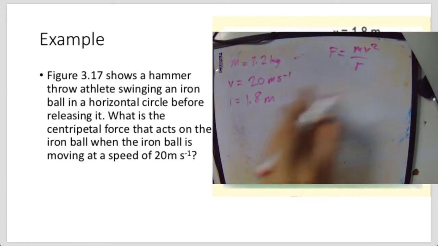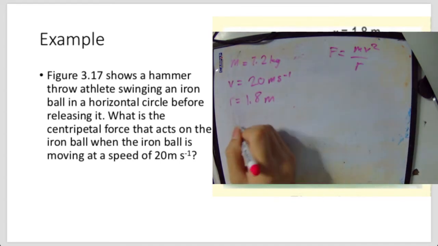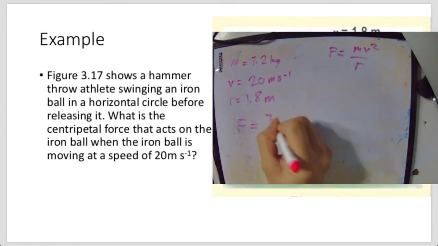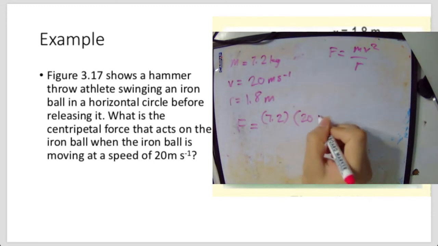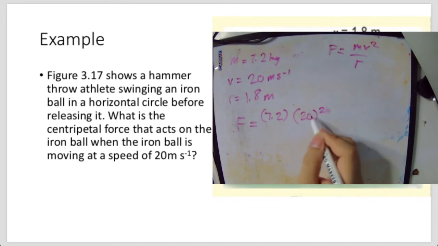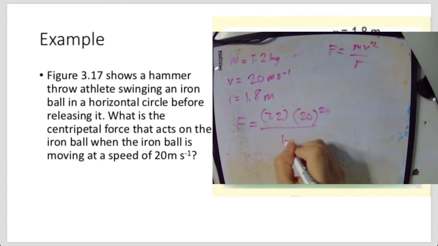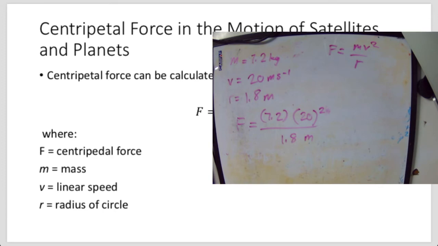We have the formula, so it's just a matter of putting the correct values in the formula. So for F, follow along with me with your calculator. 7.2 times 20, and remember this is squared, so you square this one first, then you times it with this one, and then divide by R, which is 1.8 meters. So this is the question that we have. And what is your final answer?